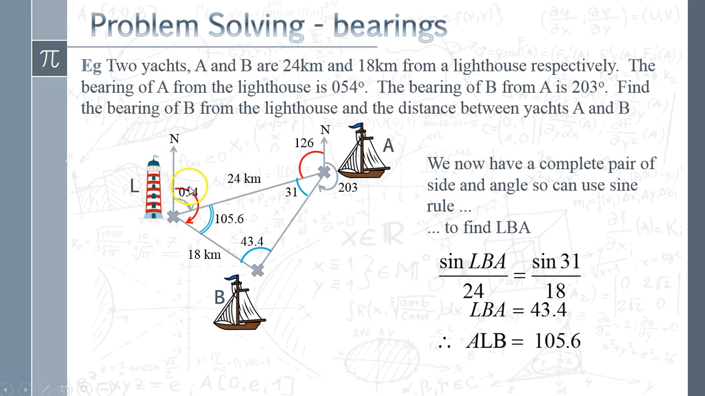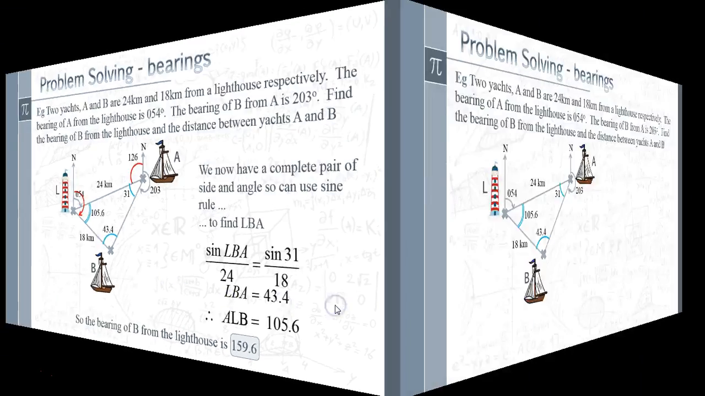And so, of course, the thing we need, which is the bearing, which was all of this red angle, is going to be 54 plus the 105.6. So therefore, we've got our bearing, which is 159.6 degrees. So that's the first bit of the question done.